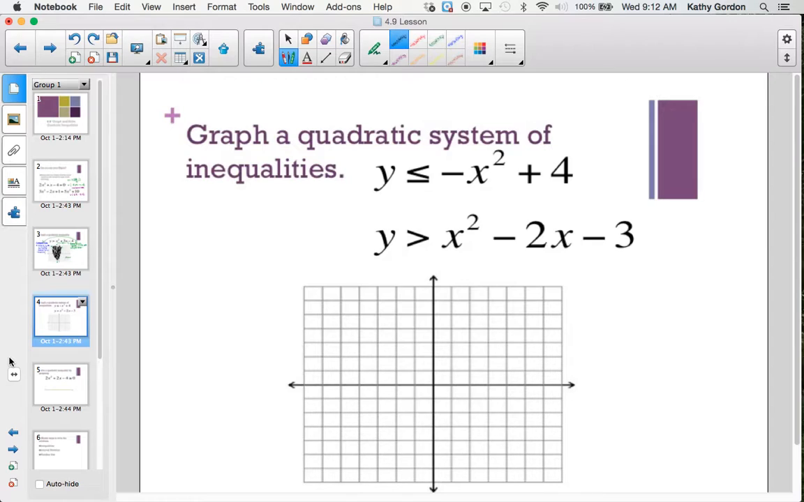To speed this up just a little bit, I'm going to ask you to split this up. I want these two sets of tables to come up with what the graph of the first inequality is going to look like. And then these two sets, I want you to come up with what you think the graph of the second inequality is going to look like.